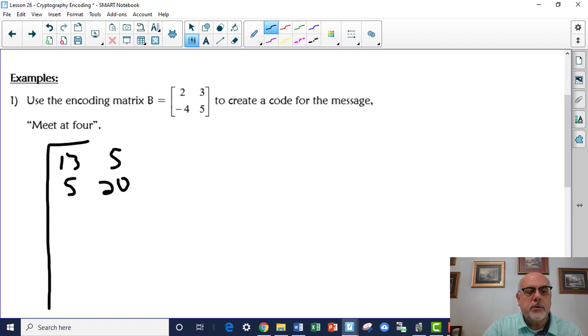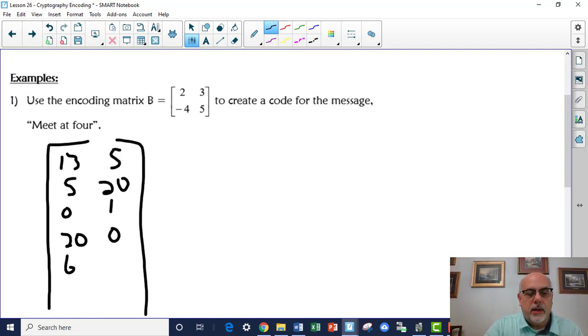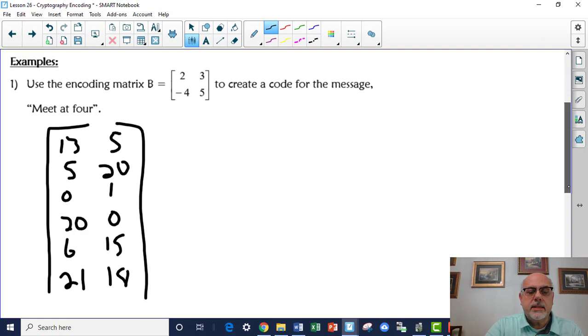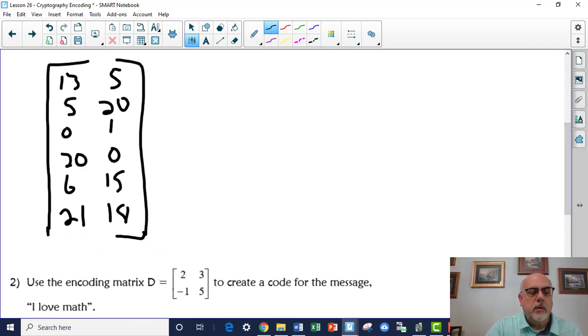You're going to put the elements in the matrix left to right. Space is 0, A is 1, T is 20, space is 0, F is 6, O is 15, U is 21, and R is 18. Let's say you have an odd number of letters. You fill the end up with zeros. So let's say it ended at 21. You need to complete the matrix. You can put a 0 as a placeholder.